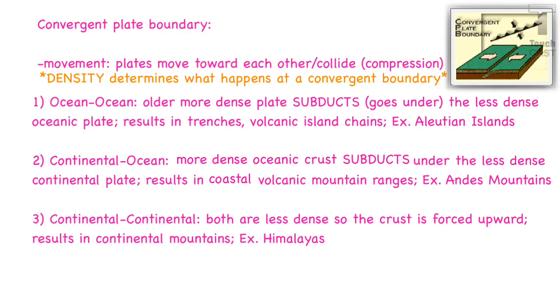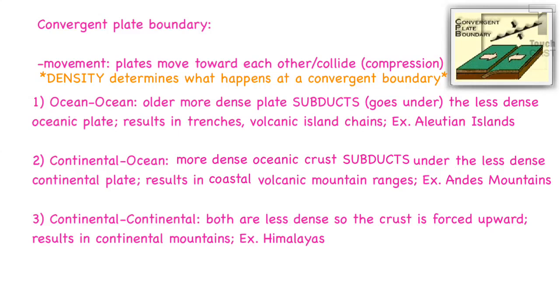The second type of boundary is called a convergent plate boundary. Make note of the diagram in the top right corner so you have a visual representation of the motion happening at this boundary. The plates are moving toward each other or colliding. The scientific term we use for that is compression. Something important to remember is that the density of the plates interacting is what determines what happens at a convergent boundary. There are three different types of convergent plate boundaries: ocean to ocean, continental to ocean, and continental to continental.